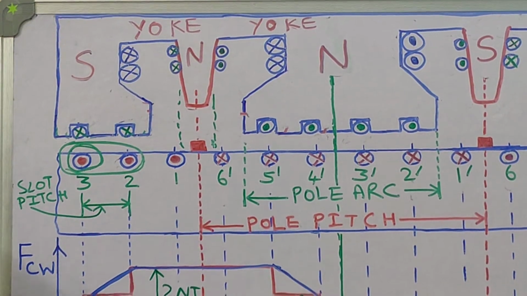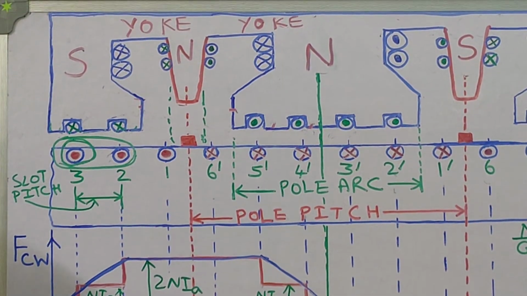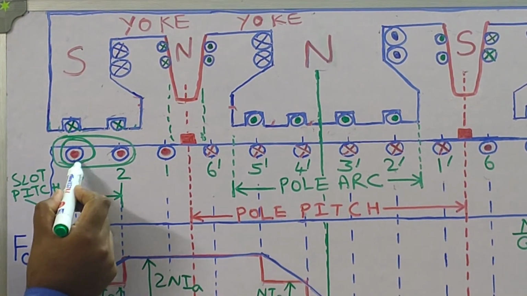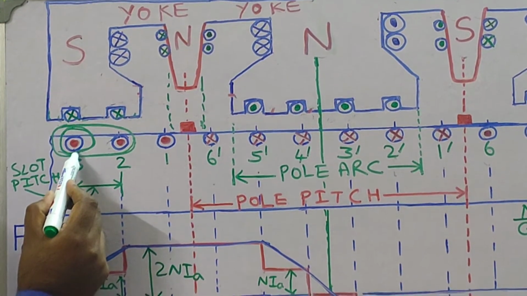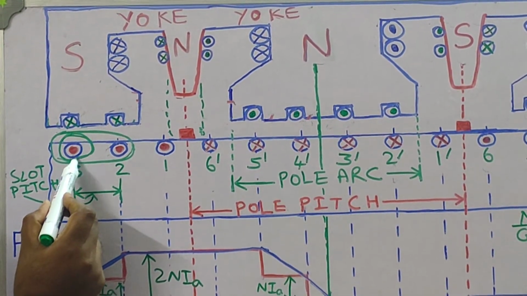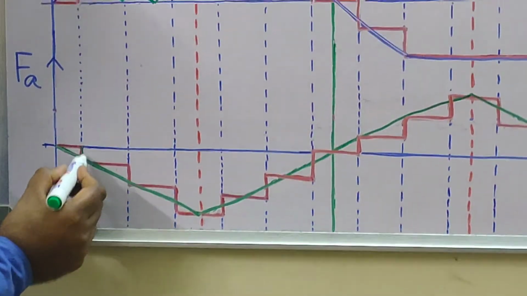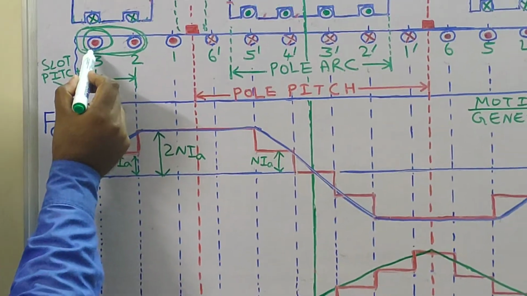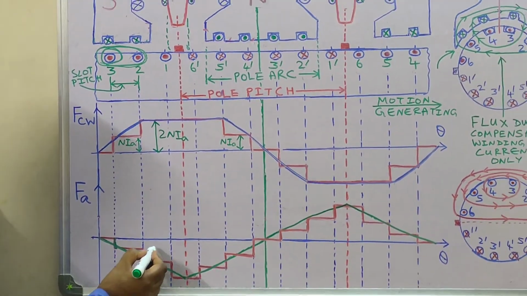Let's say Z is the number of conductors in this slot. What is the current carried? The current carried by each conductor is Ia by A. So Ia by A into Z will be this value. In this particular path there are two conductors, so it will be 2Z into Ia by A.